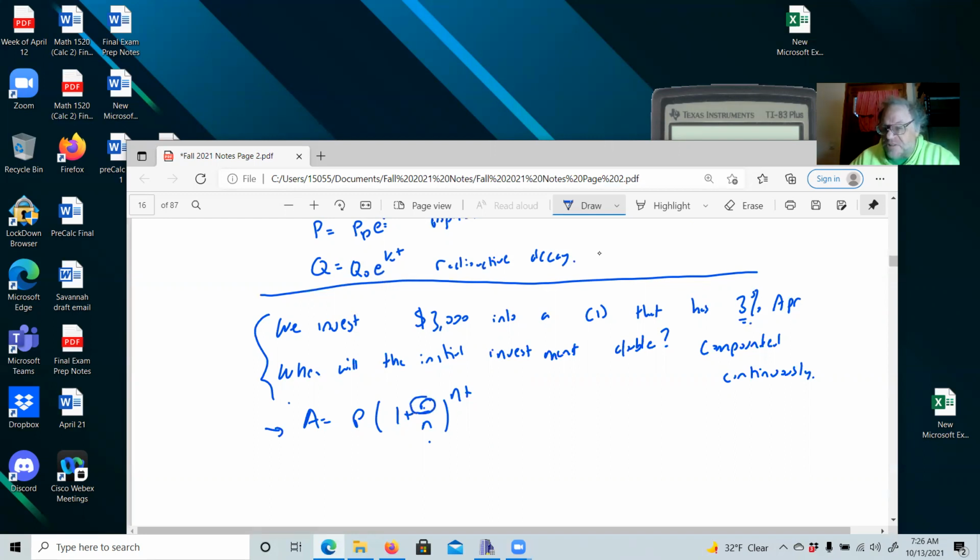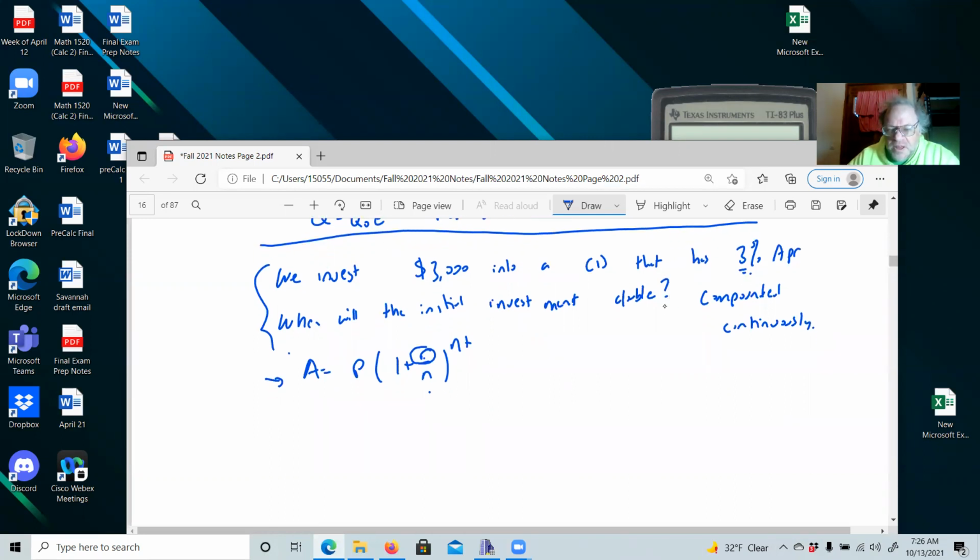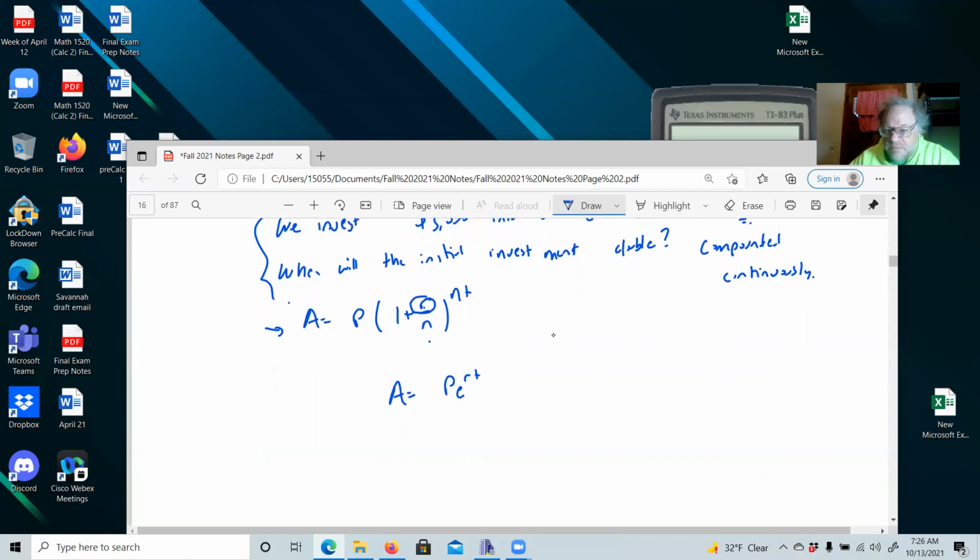You didn't convert this to a decimal, okay? So we're going to use A is equal to P E to the RT. Okay, so our current amount is equal to, what did we start with? We started with 3,000. E, what's my interest rate? Well, here's where everybody makes their mistake, 0.03.